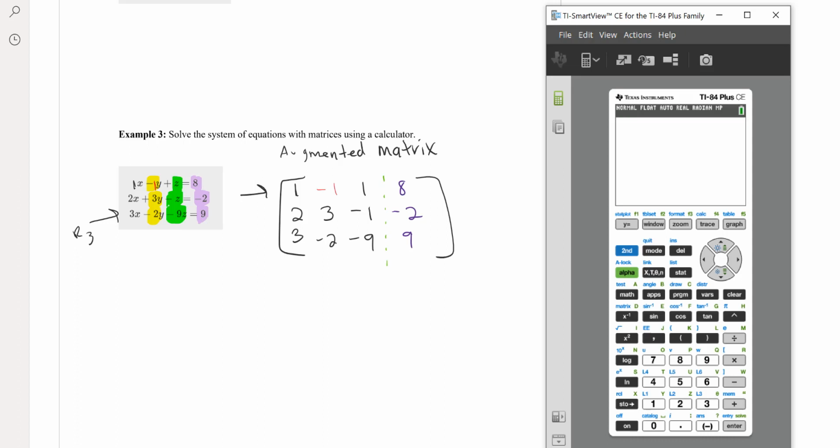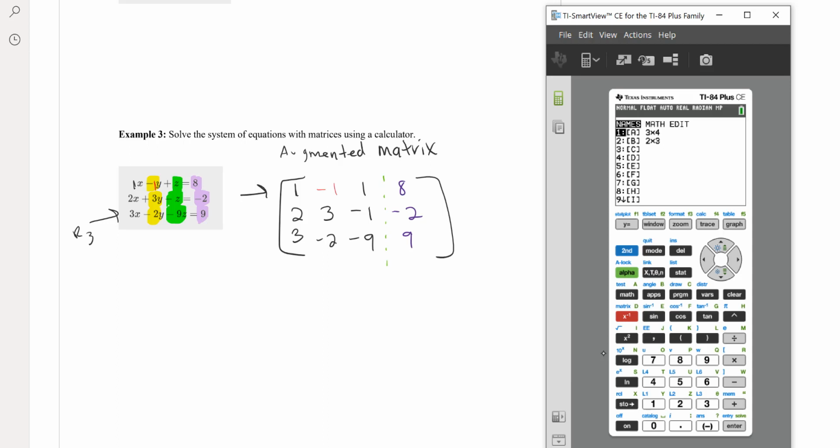So what I'm going to do is make sure that the calculator is on. Next, I'm going to go to my matrix. So notice how here the matrix is blue. So I'm going to go to that second button. It's blue, and the matrix is where that x to the -1 power is.